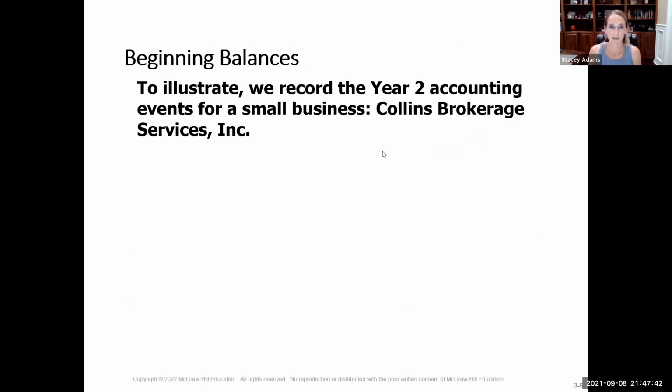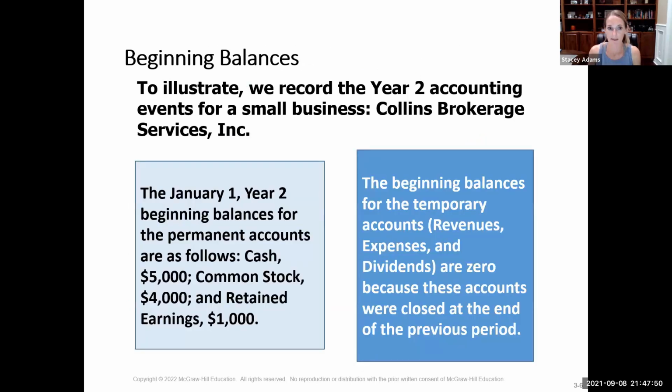So we're going to look at just a couple transactions for Collins Brokerage Services. To start with, they give us these beginning balances. It says January 1st, year 2, beginning balances for the permanent accounts are as follows: cash, $5,000, common stock, $4,000, and retained earnings, $1,000. Now, as you read that, did you just automatically assume that all of those are positive numbers? That we have positive $5,000 in cash, positive $4,000 of common stock, and positive $1,000 in retained earnings?